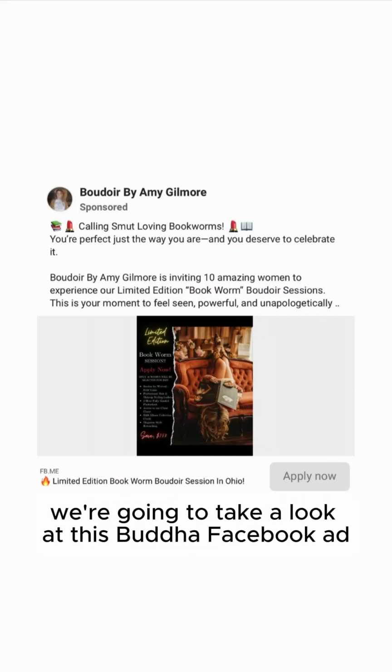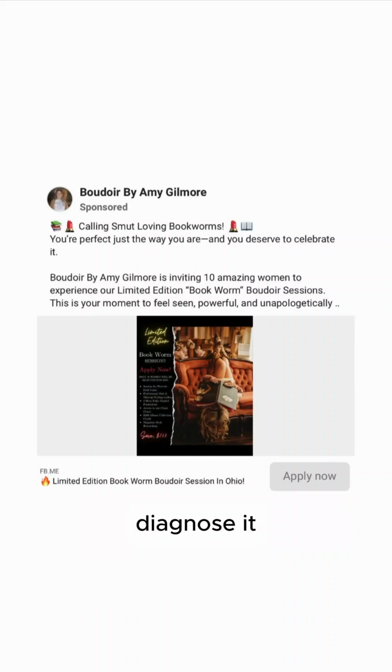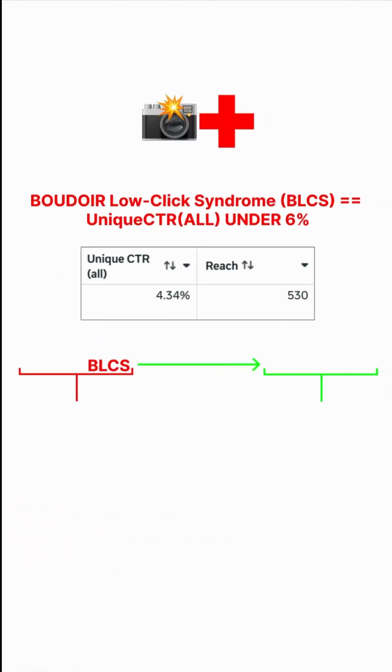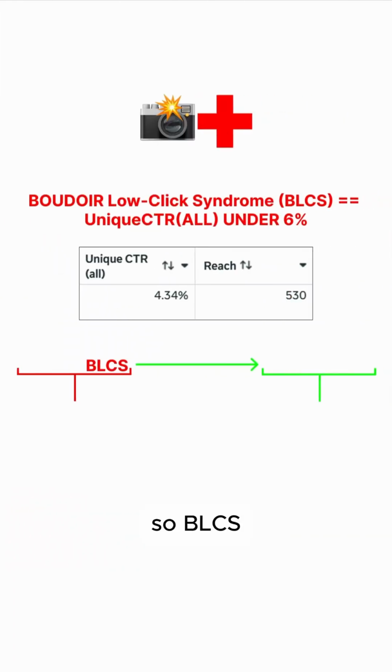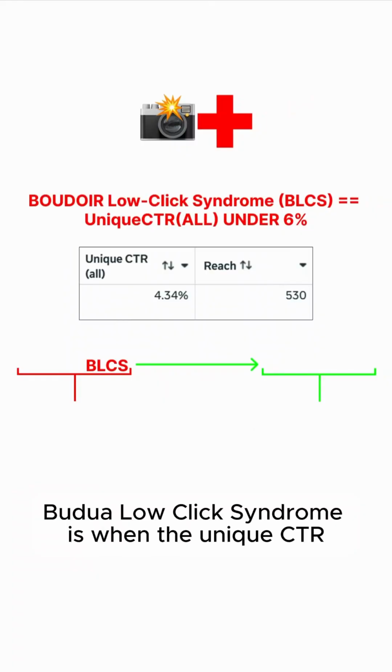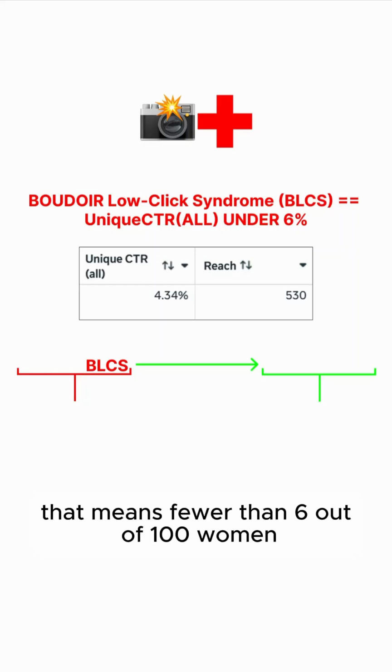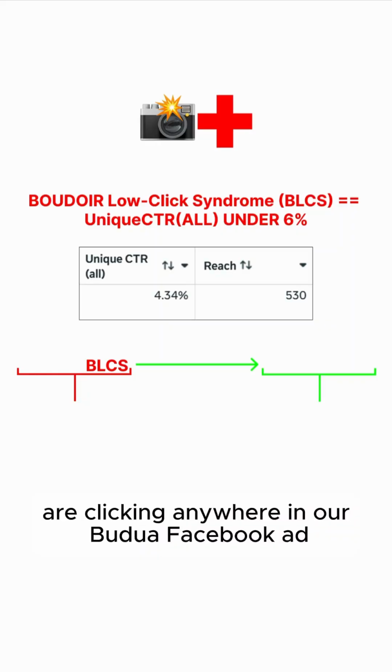All right, we're going to take a look at this Boudoir Facebook ad, diagnose it, see if we believe it has BLCS, aka Boudoir low click syndrome. So BLCS, Boudoir low click syndrome, is when the unique CTR of our Boudoir Facebook ad is under 6%. That means fewer than 6 out of 100 women are clicking anywhere on our Boudoir Facebook ad.